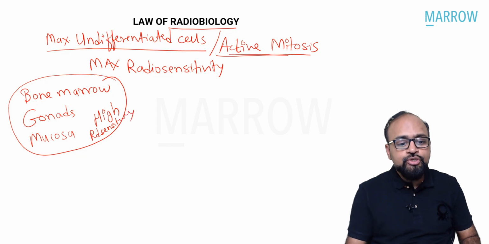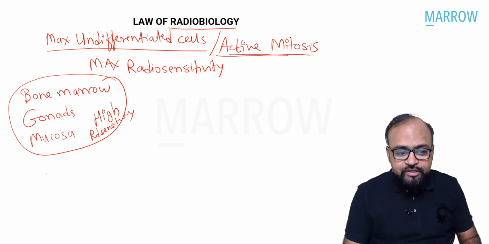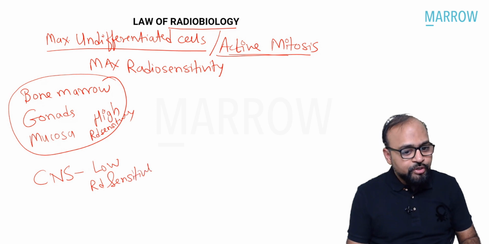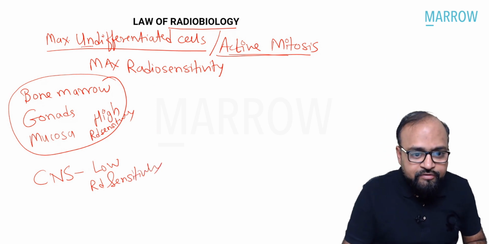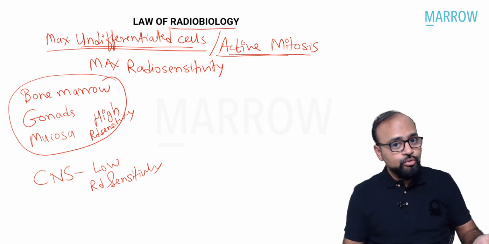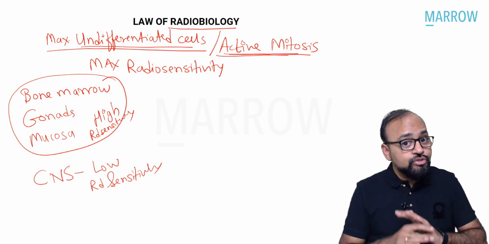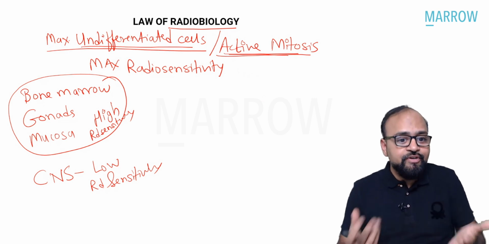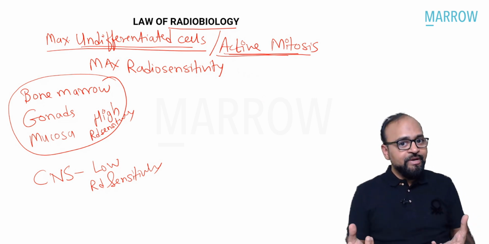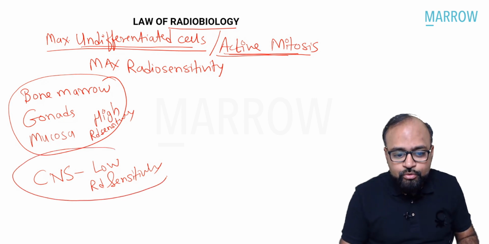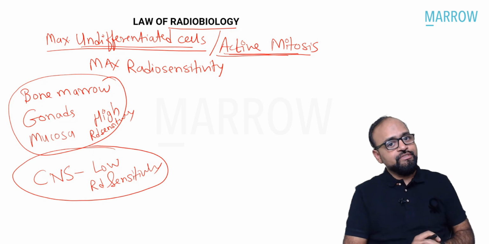Just to quote a tissue which has a very low radiosensitivity is the CNS. So CNS has low radiosensitivity. Why so? Because does CNS have any undifferentiated cells or blast cells? No. Are the neurons constantly in a state of division or mitosis? No, not at all. They are highly differentiated cells with very minimal mitosis, and therefore CNS overall, the neural cells, have very low radiosensitivity.